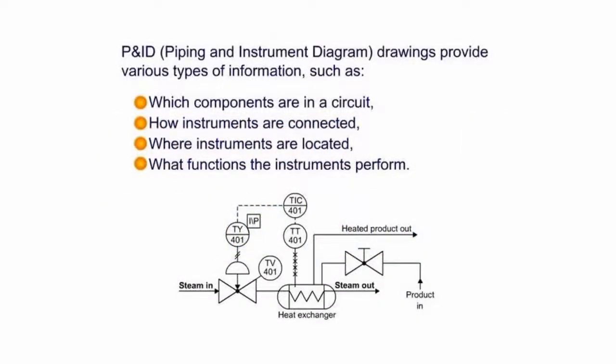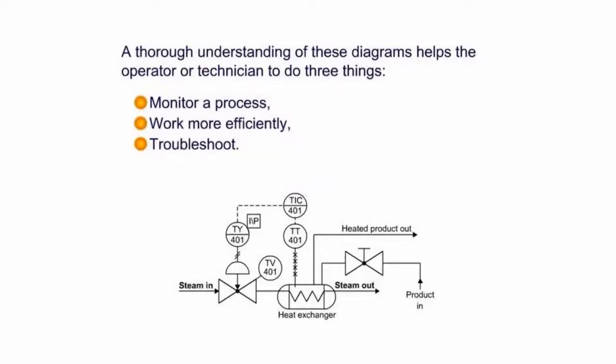Reading a P&ID loop. P&ID, or piping and instrumentation diagram, drawings provide various types of information, such as which components are in a circuit, how instruments are connected, where instruments are located, and what functions the instruments perform. A thorough understanding of these diagrams helps the operator or technician to do three things: 1. Monitor a process, 2. Work more efficiently, and 3. Troubleshoot.